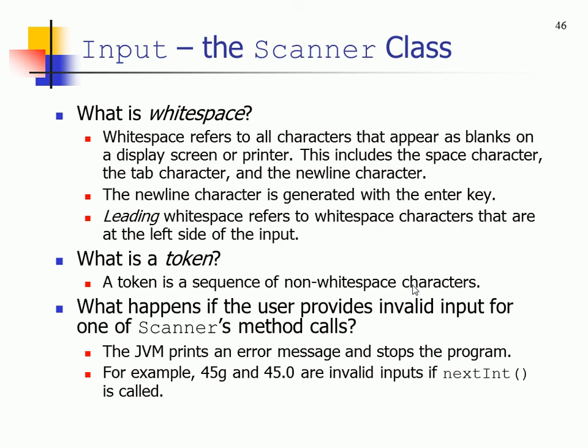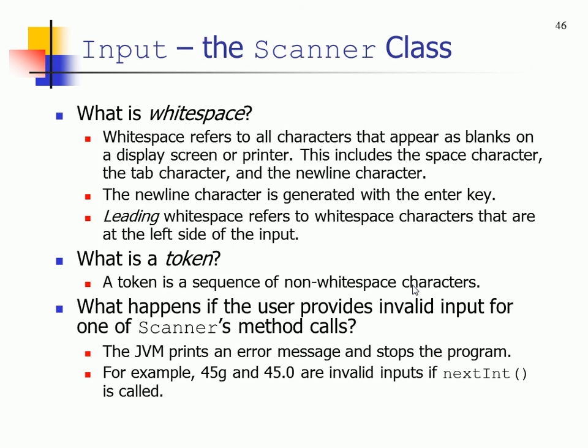Alright, what is white space? White space refers to all characters that appear as blanks on the screen or printer. It could be a space, tab, or new line. Okay? Alright. It says the leading white space refers to white space. Okay, we got that. Now a token is a sequence of non-white space characters. So it gets until the next token. Like I said, next, then it goes on for the next one.